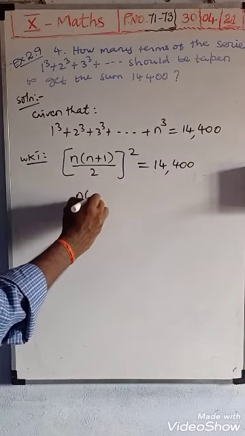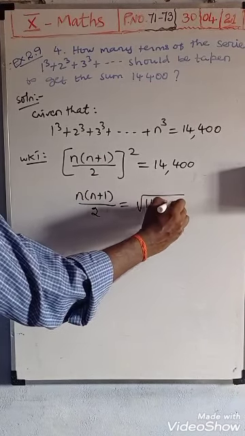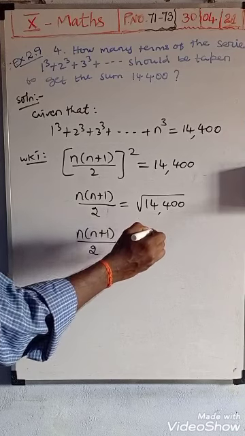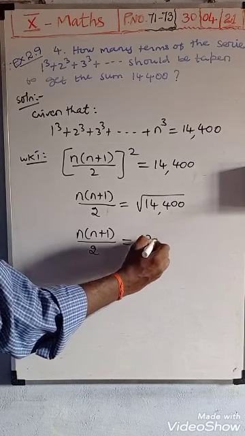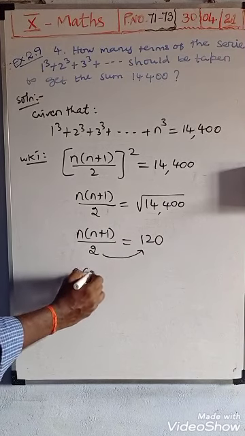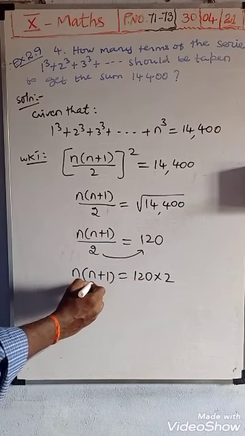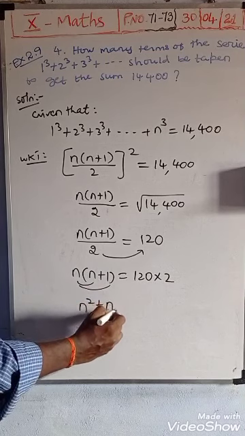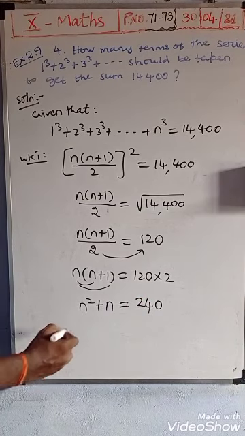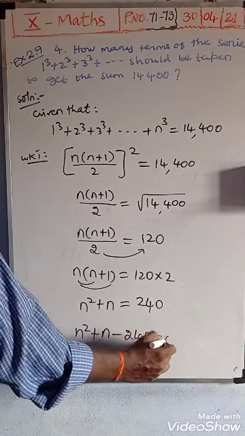For that, keep n into n plus 1 by 2 alone on this side. The square goes to the other side as the square root of 14,400, which gives 120. Next, the division by 2 goes to the other side as multiplication by 2. So n of n plus 1 is equal to 120 into 2. Multiplying inside, n square plus n is equal to 240. Now bring 240 to this side: n square plus n minus 240 is equal to 0.